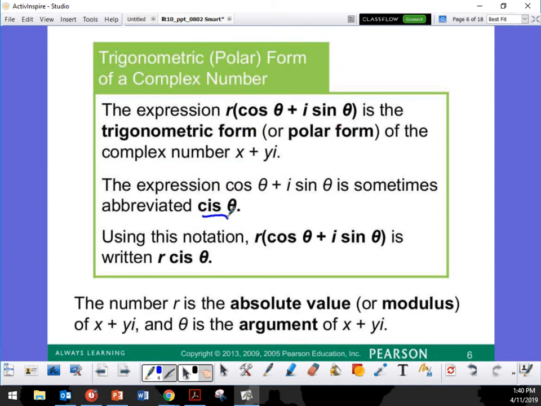CIS stands for cosine i sine. So it's R, which is my radius, times cosine theta plus i sine theta. So it can be written as this, or all the way out. I like CIS, because I like abbreviating. I don't want to write out that whole thing. Do you want to write out that whole thing? No, right? And they both have the same theta, so it just combines to this. Make sense?